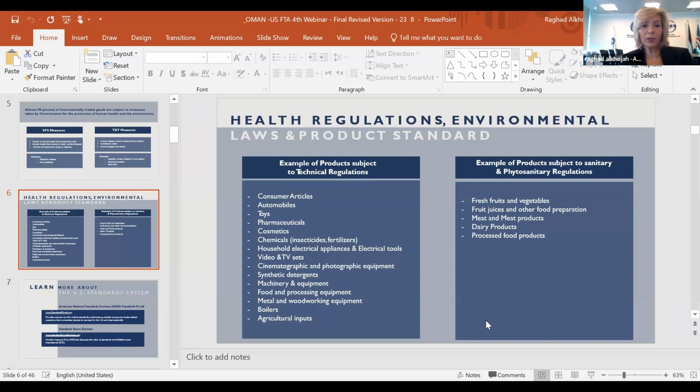Some examples of the technical regulations are consumer articles, like automobiles, toys, and what goes into that is basically the kinds of paints you use, for example, in the toys, the lead content, you have the cosmetics, you have the chemicals, the insecticides, the fertilizers, then you have the household electrical appliances and electrical tools. And we gave a lot of examples in previous webinars in detail for this component. Also for the sanitary and phytosanitary, which includes regulations for fresh fruits and vegetables, meat and meat products, dairy products, processed foods. And then we mentioned also the traceability and other components that are related.